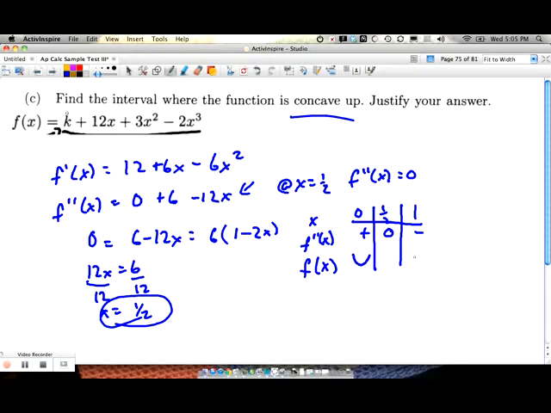So it's concave up on the interval x is less than 1/2. We are concave up for x is less than 1/2 because f double prime of x is greater than 0. That's my answer. Next.